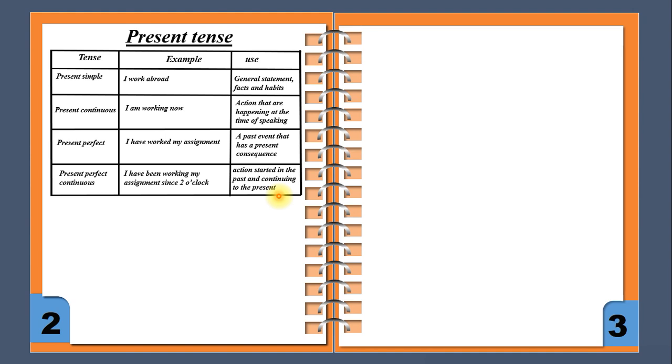That is it. Now let us see the tenses one by one. The first one is the present simple. Present simple structure: he or she or it plus verb plus s or es plus the complement. Here he, she, it is a singular subject. So since the subject is singular, we have to add s or es to the verb.